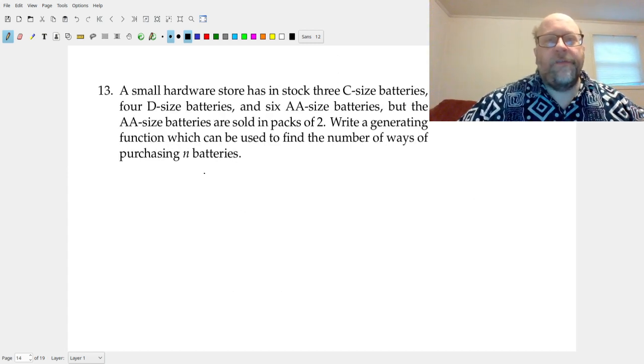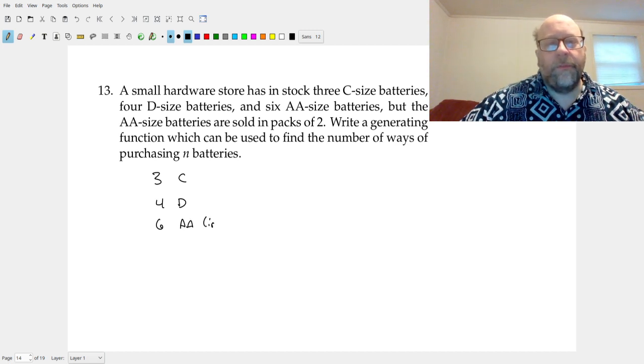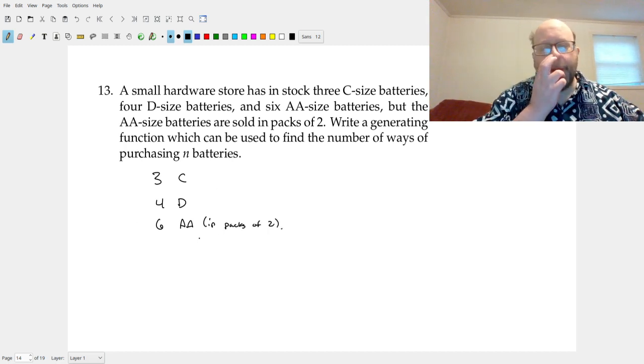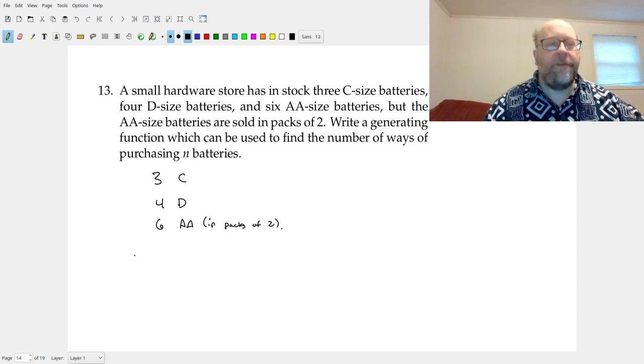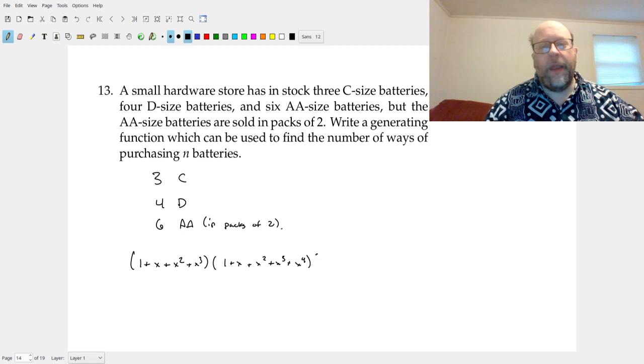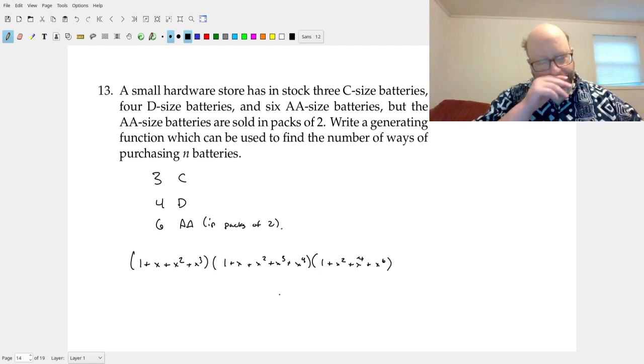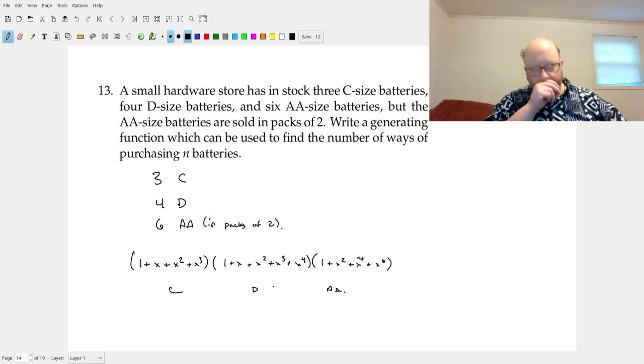A small hardware store has in stock 3 C-size batteries, 4 D-size batteries, 6 AA size batteries, but they're in packs of 2. Write a generating function that can be used to find the number of ways of purchasing batteries. So for the C-size batteries, we can go anywhere from 0 to 3. For the D-size batteries, we can go anywhere up through 4. And for the AA batteries, we have to go by even numbers, but up to 6. And that would be our generating function. Okay.